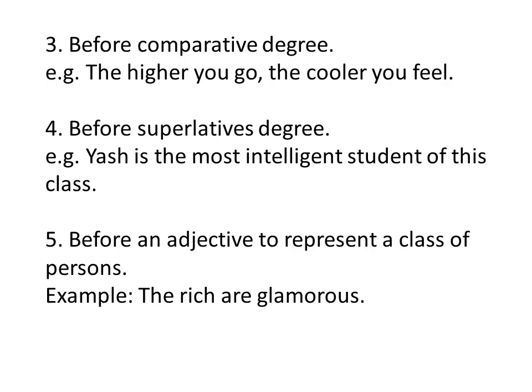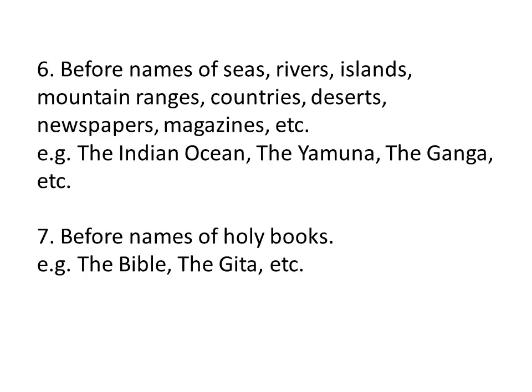Point number 4, before the superlative degree. For example, Yash is the most intelligent student of this class. Point number 5, before an adjective to represent a class of persons. For example, the rich are glamorous. Point number 6, before names of seas, rivers, islands, mountain ranges, countries, deserts, newspapers, magazines, etc. For example, the Indian Ocean, the Yamuna, the Ganga, etc. Point number 7, before names of holy books, for example, the Bible, the Gita, etc.